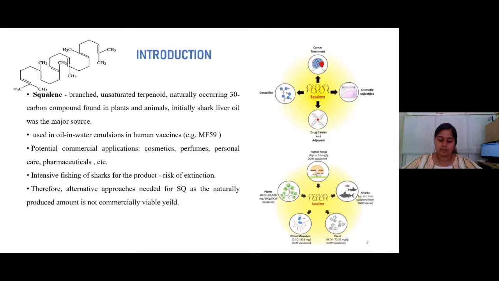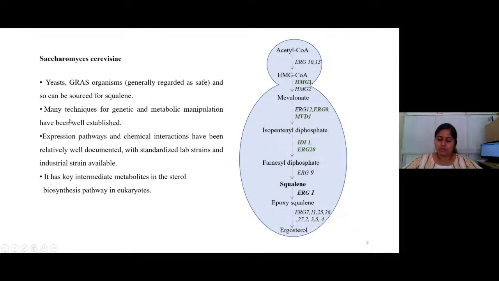Our idea of an alternate source was to develop a yeast expression platform. Saccharomyces cerevisiae, with its GRAS status, is an ideal squalene production platform. It has well-characterized expression pathways and chemical interactions and is established for genetic and metabolic engineering. As a cherry on top, it has key intermediates like squalene endogenously produced in its pathway for sterol biosynthesis.